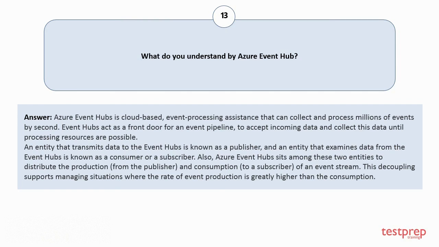An entity that transmits data to the Event Hubs is known as a publisher, and an entity that examines data from the Event Hubs is known as a consumer or a subscriber. Also, Azure Event Hubs sits between these two entities to distribute the production, from the publisher, and consumption, to a subscriber, of an event stream. This decoupling supports managing situations where the rate of event production is much higher than the consumption.